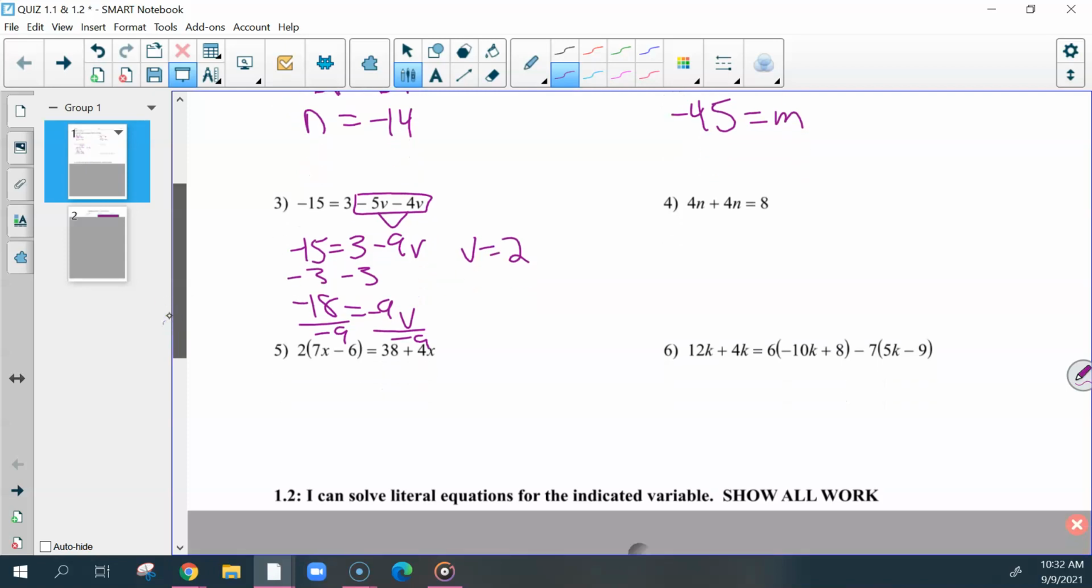Number 4, same thing. You have like terms on the same side, so we shouldn't be doing inverse operations. Another issue I saw is that we were trying to move variable terms to the side with constant terms and then combine them, and that doesn't work because they're not like terms. So I would just add 4n and 4n together to get 8n, and then divide.